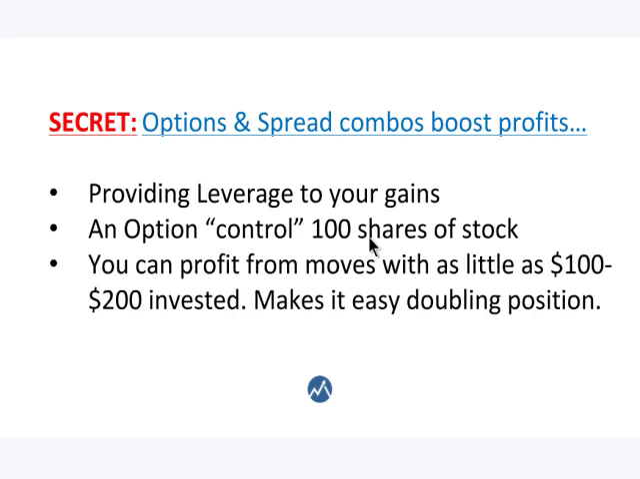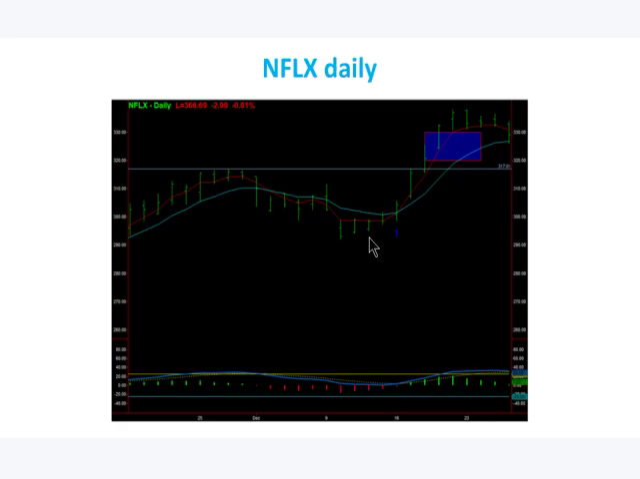Okay, and again, with some of the smaller size companies, smaller price stocks, those options cost anywhere from $100 to $200. Or if you're using spread combinations, they definitely can be anywhere from $100 to $200. Okay, leverage is available to those that know how to use it. Okay, so this is an example.